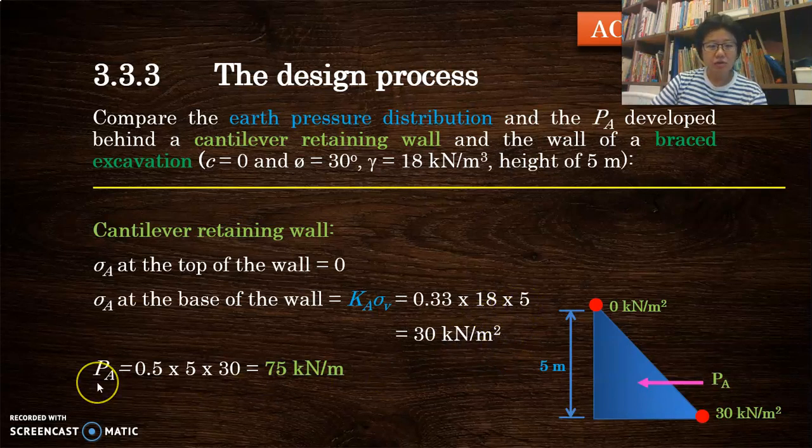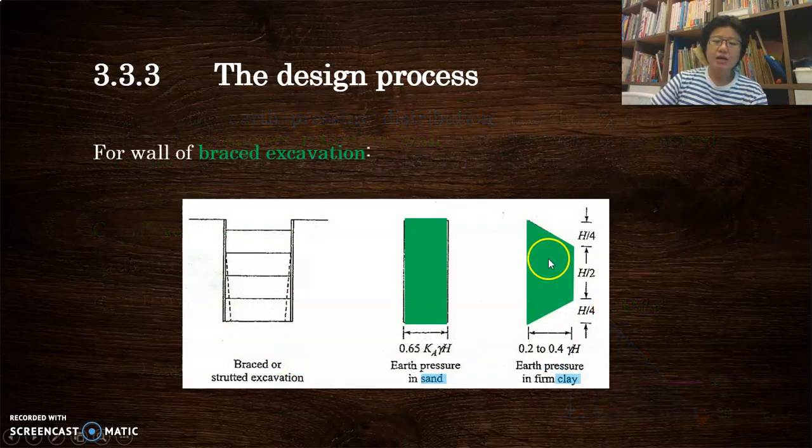So what is the active thrust? Remember from chapter 2, it is the area of your pressure diagram. It's a triangle, so it's half of the height multiplied by the base, which is 30. So you get 75 kN per meter run. Per meter run because the wall is long. Now let's look at the braced excavation. What's a braced excavation? It looks like this. You want to cut it out, and usually it is going to be vertical. Why? Because you are going to put bracing in there.